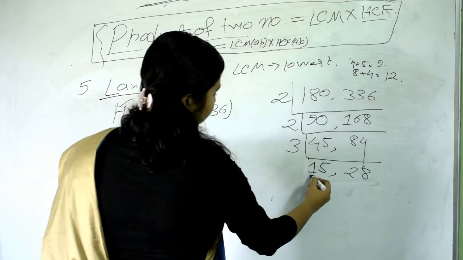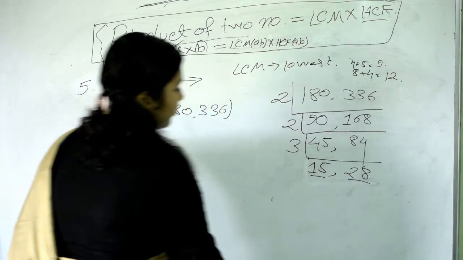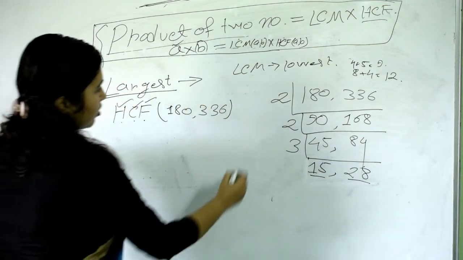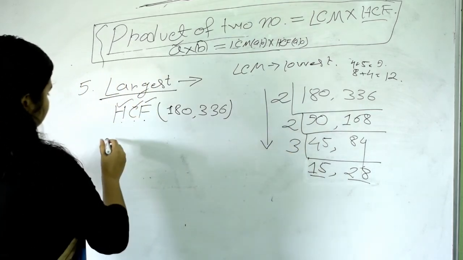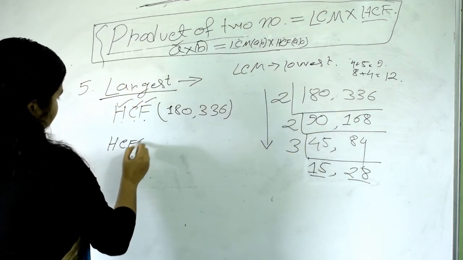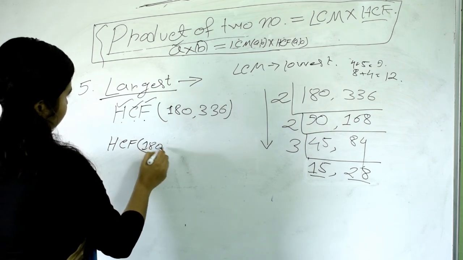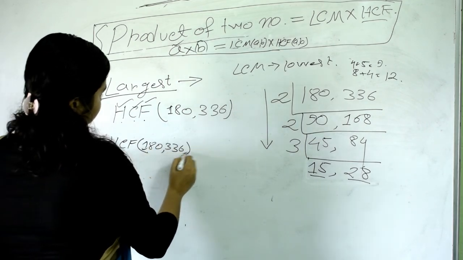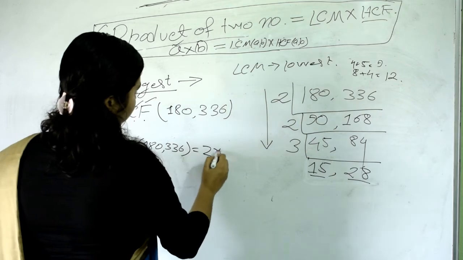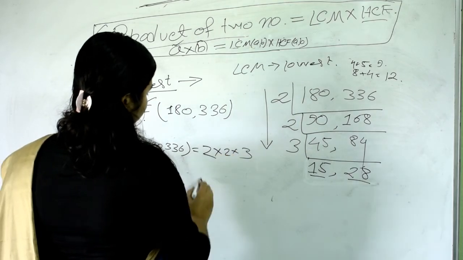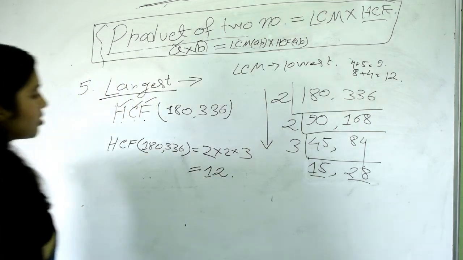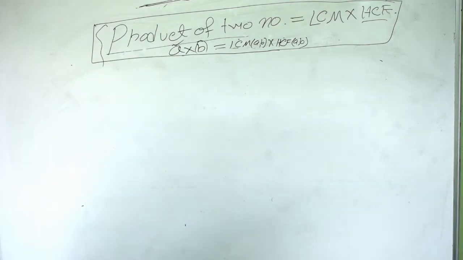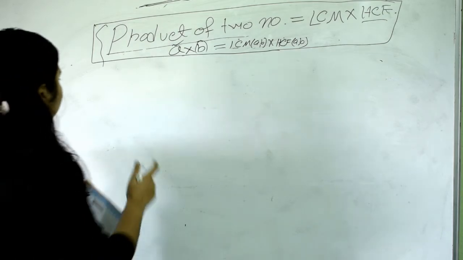So we don't have any common factor of 15 and 28. So for HCF we have to take only the common factors. So the HCF of 180 and 336 is 2 into 2 into 3, which is 12. Okay. Next question, question number 9.